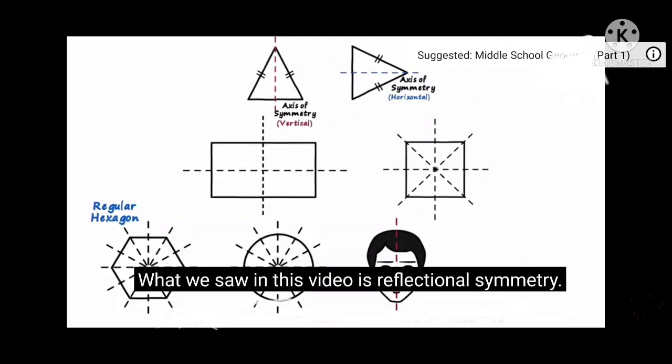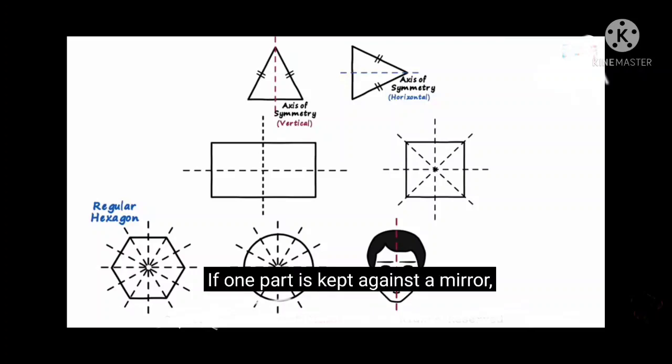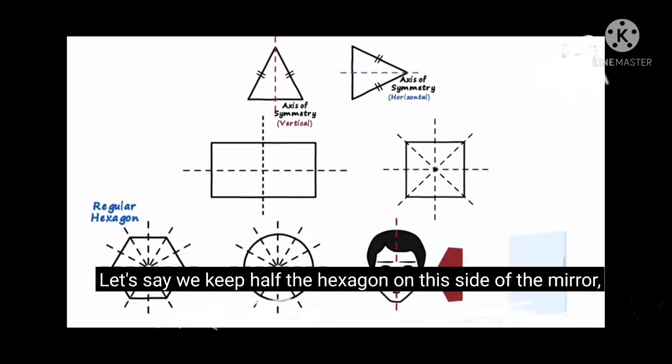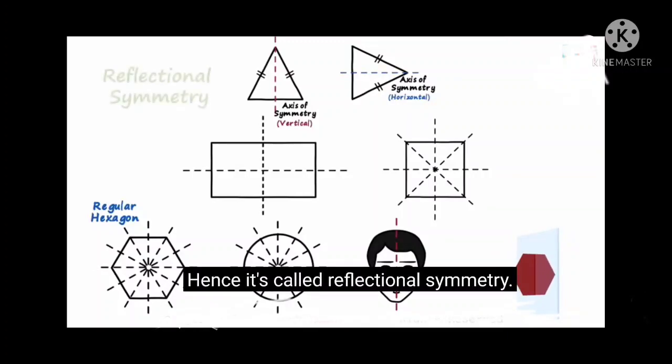What we saw in this video is reflectional symmetry. If one part is kept against a mirror, its reflection will give us the other part. Let's say we keep half the hexagon on this side of the mirror, its reflection will give us the other half. Hence it's called reflectional symmetry.